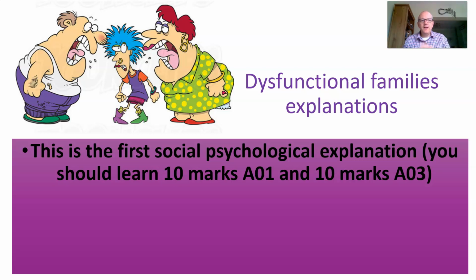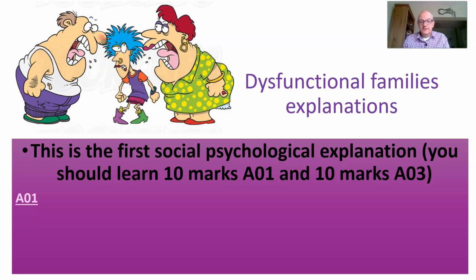And then we have the 5 marker, which is half the essay. But you should also be able to cut this down, and you'll do that by not including the research evidence for a short answer, if it asks for 2 explanations. So you should be able to write less about dysfunctional families and then be able to write about the other social factors.